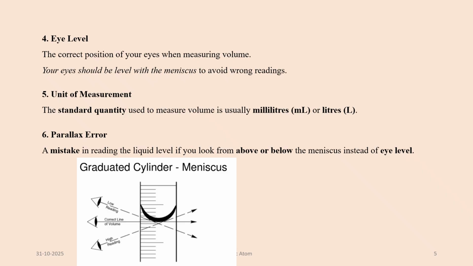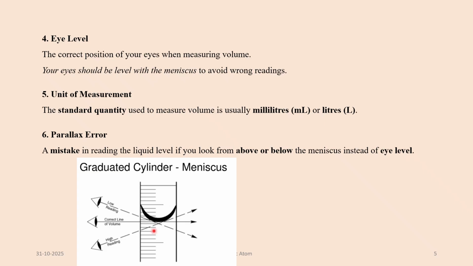Now the next vocabulary is eye level. Eye level is nothing but the exact position of your eye in line with the measuring cylinder. Whenever you're measuring any liquid inside a cylinder, make sure to keep it exactly at your eye level. If you keep it a little lower than your eye level, you will end up with an incorrect reading. Similarly, if you keep it above your eye level, you will also end up with an incorrect reading.